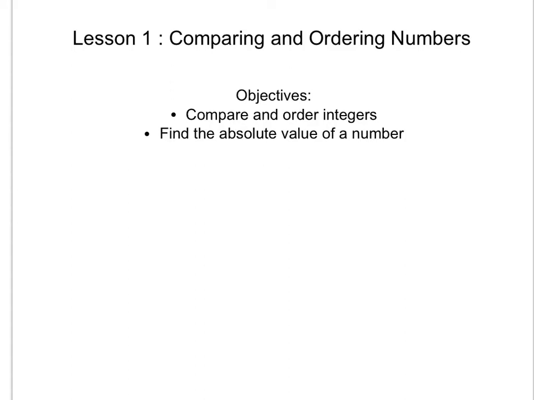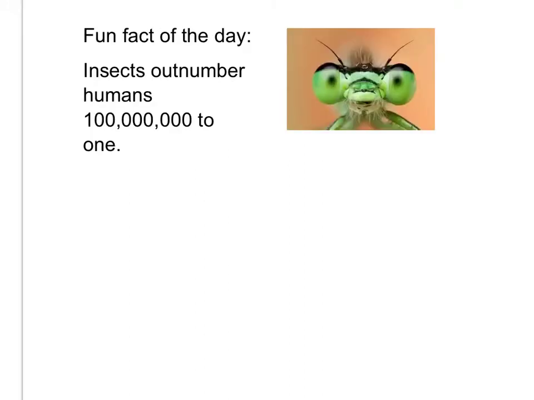We are comparing and ordering numbers. Make sure you write down your two objectives. The first one is to compare and order integers, and the second one is to find the absolute value of a number. Alright, let's go ahead and get started.